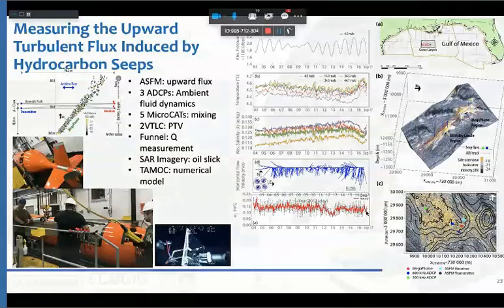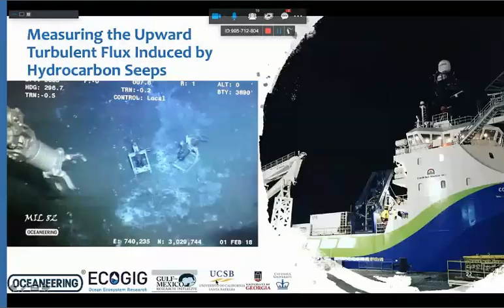A lot of institutes are involved: University of California, Georgia University, Columbia University, EcoGec, and Oceaneering is the company that provides us with the ship, and the Gulf of Mexico Research Initiative is funding us. So there's a lot of work, but it is very, very interesting.